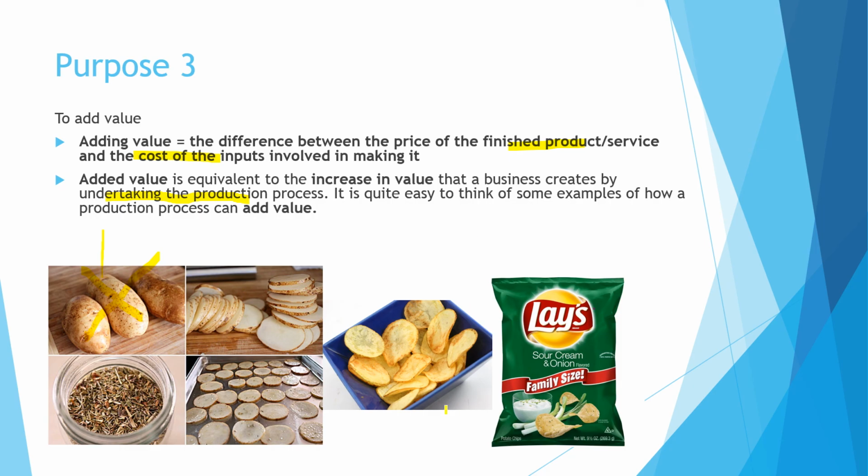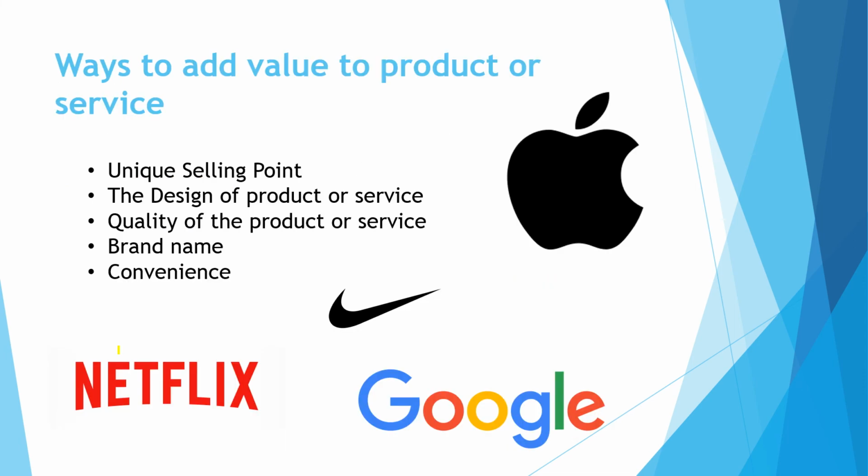Because we put so much effort into it, because we added extra items, packaging, for example, and employees, we are adding value. Therefore the price of this crisp goes higher than this potato. So there are ways to add value to products or services. That could be a unique selling point. There could be something unique about the product, and that is why the product becomes expensive, because the unique selling point adds value to it.